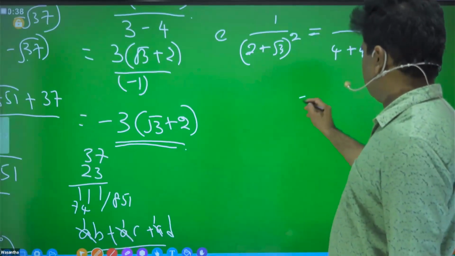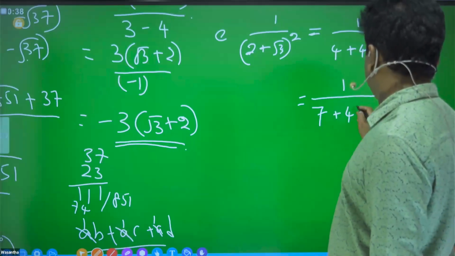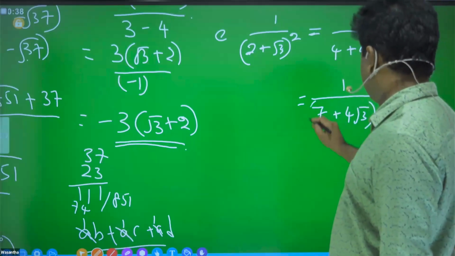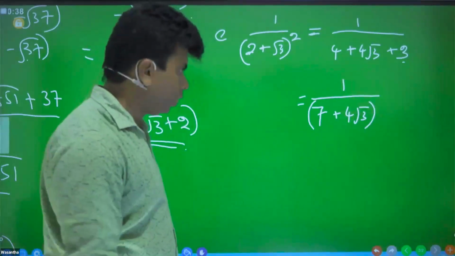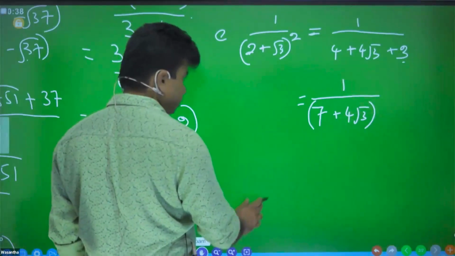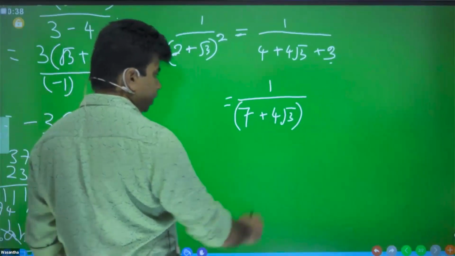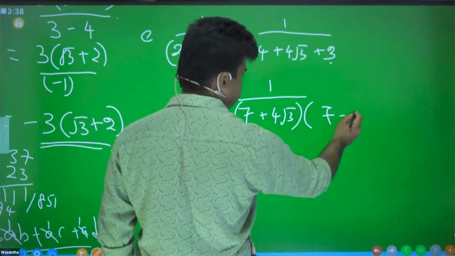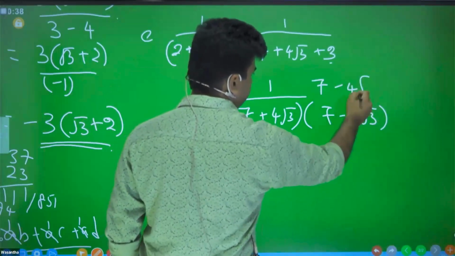Then we can write it as 1 over 7 plus 4 root 3. Then we multiply and divide by the conjugate. That means 7 minus 4 root 3 here, and here also 7 minus 4 root 3.